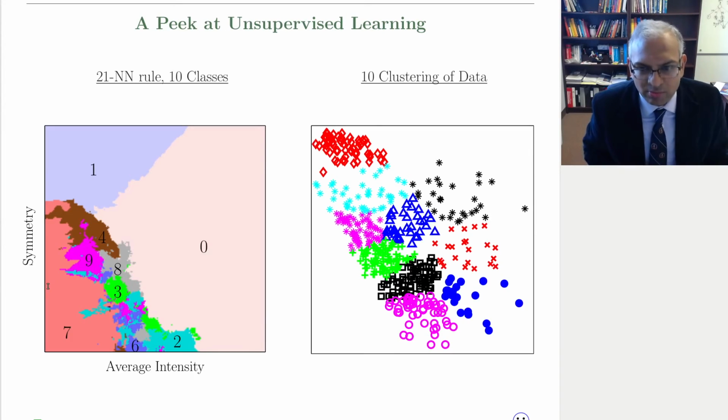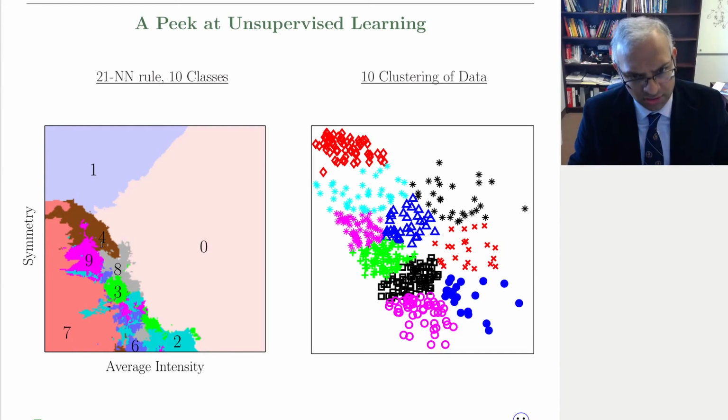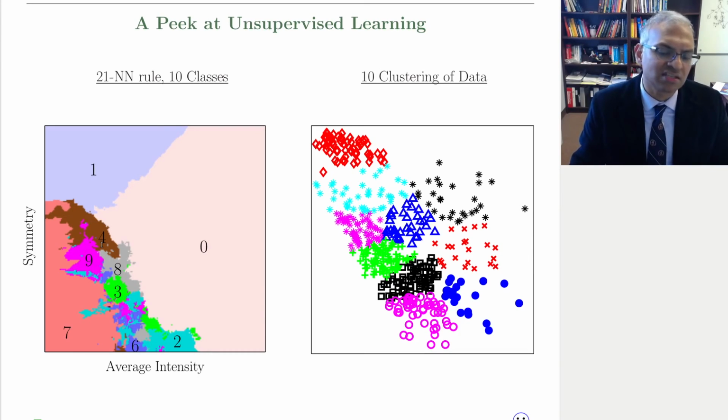And just to show you some of the power of unsupervised learning, here's a quick peek. I showed you this multi-class version of the digits data where we use the nearest neighbor algorithm in the multi-class mode, and we get this very nice, elegant separation of the space into the various digits, 1, 0, 2, 8, and so on. Now, supposing you don't know the digit values, I just show you the symmetry and intensity values for all the data. You can run a 10 clustering, and on the right, I'm showing you a 10 clustering of the data.